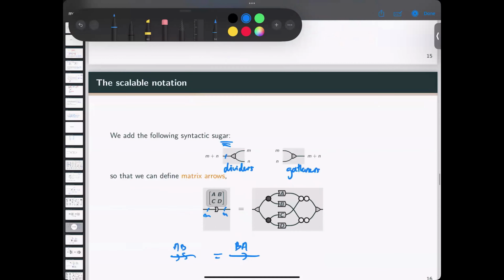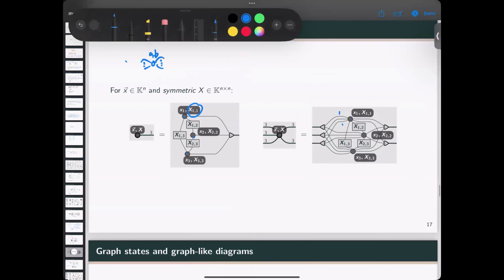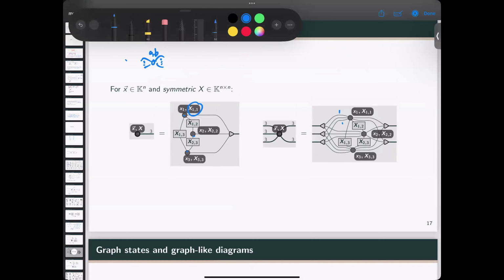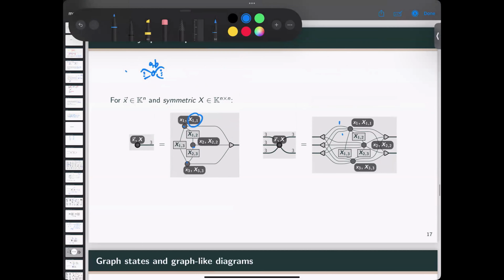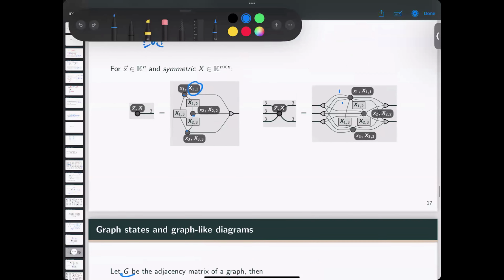So the difference, I guess, in a sense, between these matrices here and the ones down here is that the ones down here are actually undirected, which is quite nice. They're doing something a little bit different than matrix multiplication, but yeah. Okay.